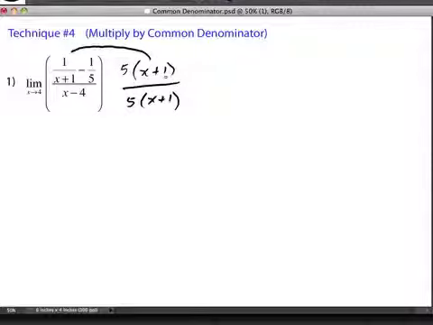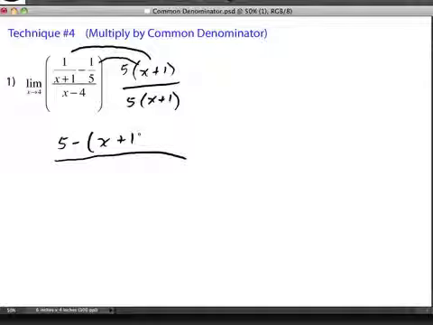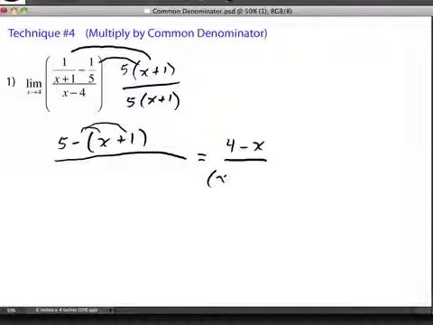If I multiply here, the x plus 1's will cancel, leaving me 1 times 5, which is 5. Minus, again, always use parentheses when you subtract. When you distribute to the second term, the 5's will cancel, leaving me x plus 1. So if we simplify this, you have 5 minus 1, which is 4, and a negative x. 4 minus x and x minus 4 are very similar. You just have to factor a negative 1 out and reverse the subtraction on one of these.